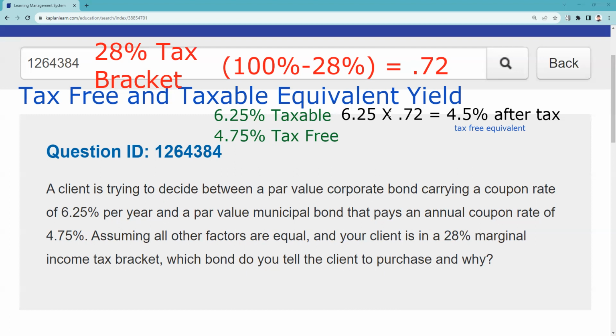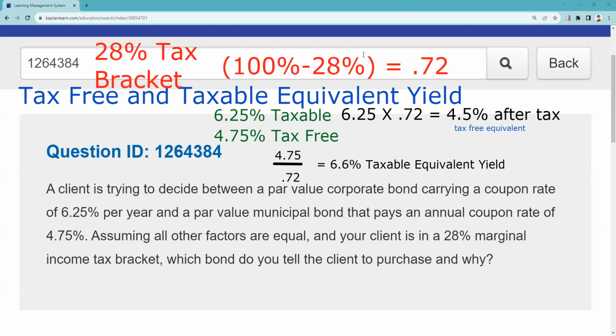All right, so I say in your bracket, getting 4.75 and not paying taxes, right? Now I'm going to divide. Again, I multiply to go to the tax-free equivalent. I divide to go to the taxable equivalent. And I say, taking into account that you're not going to pay taxes, again, 0.72 is that 100% minus the tax bracket. In your bracket, that's the equivalent of getting 6.6 in a taxable yield.